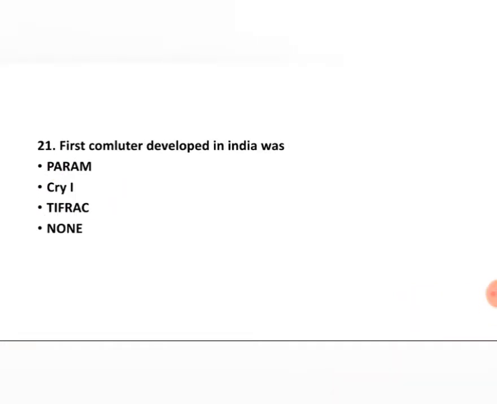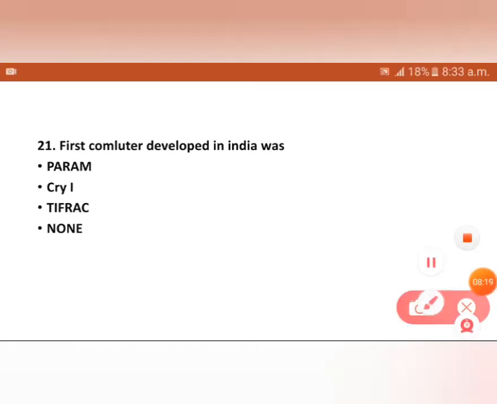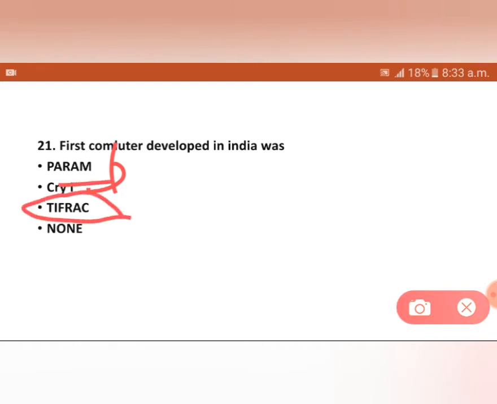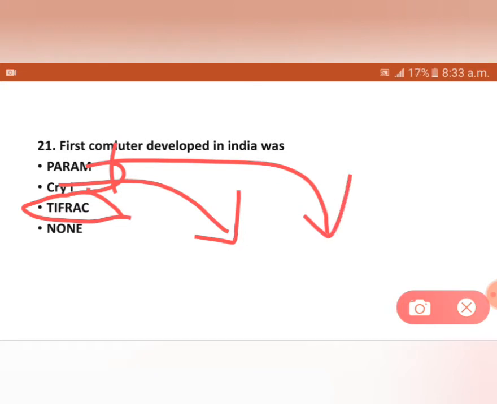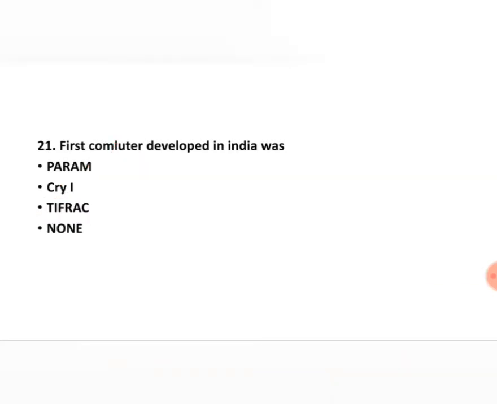They invented IC. First computer developed. Sorry, the spelling is a mistake. The first computer developed in India was Param, Cray-1, or TIFRAC. The correct option is option number C, TIFRAC. Cray-1 was the first supercomputer of the world and Param was the first supercomputer of India. And TIFRAC is the first computer developed in India.